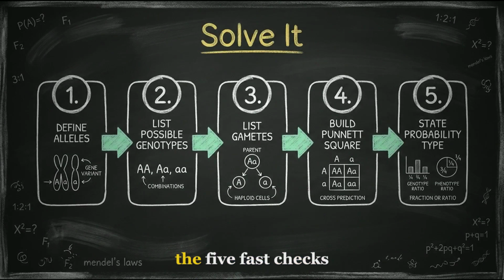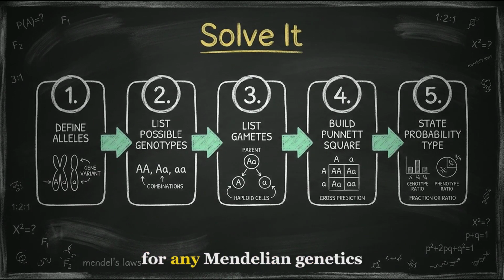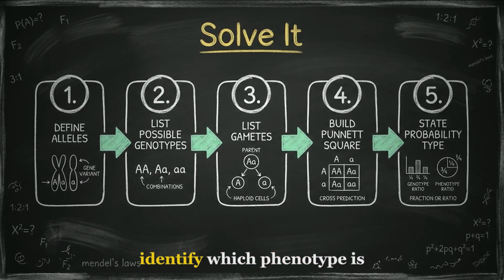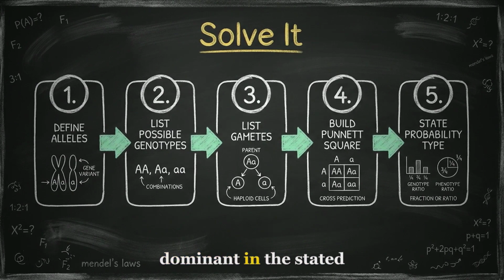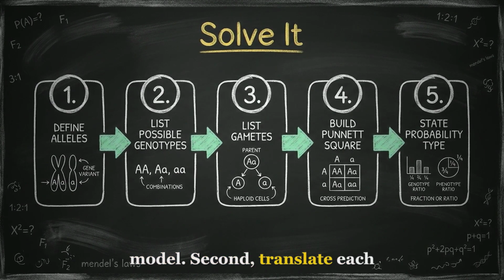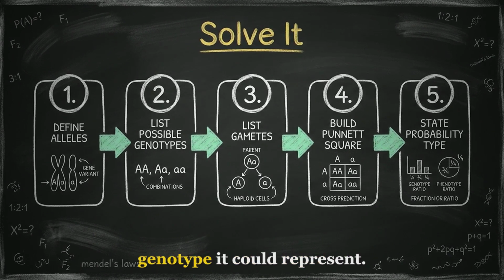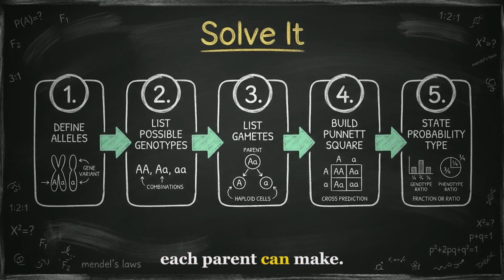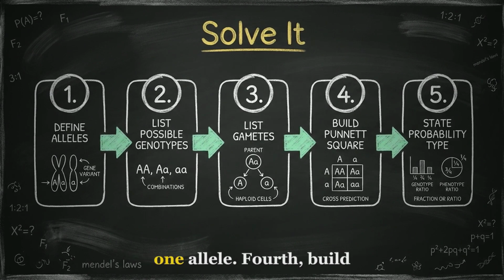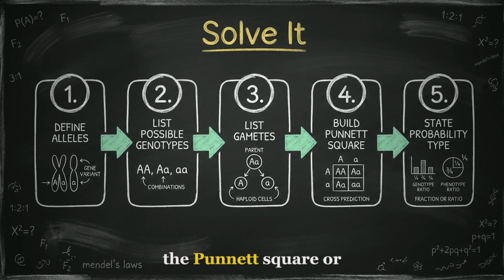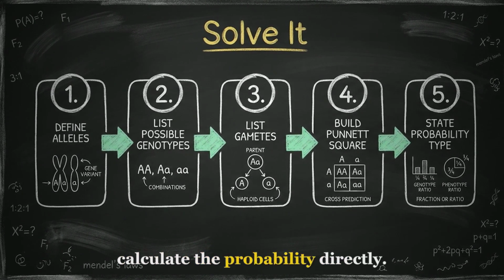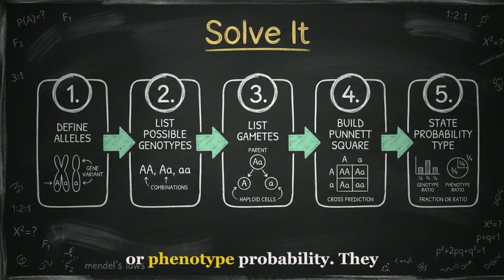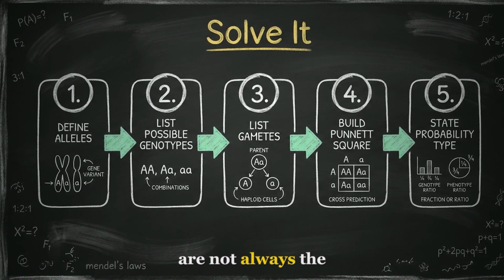Here are the 5 fast checks for any Mendelian genetics question. First, write what the letters mean and identify which phenotype is dominant in the stated model. Second, translate each visible phenotype into every genotype it could represent. Third, list the gametes each parent can make. Remember, each gamete gets 1 allele. Fourth, build the Punnett square or calculate the probability directly. Fifth, state whether your answer is genotype probability or phenotype probability. They are not always the same.